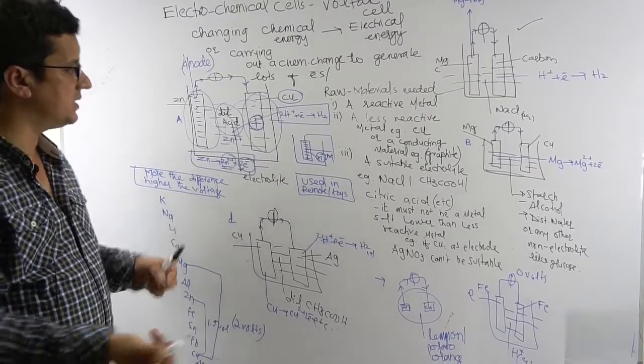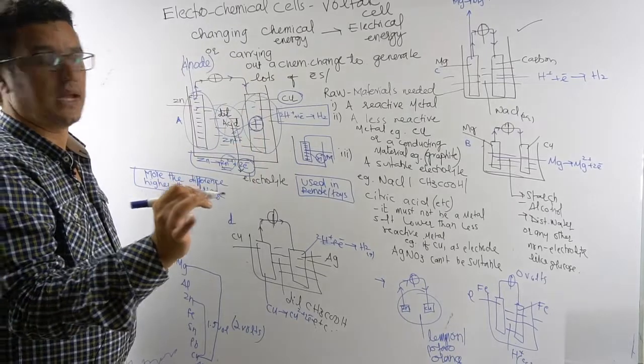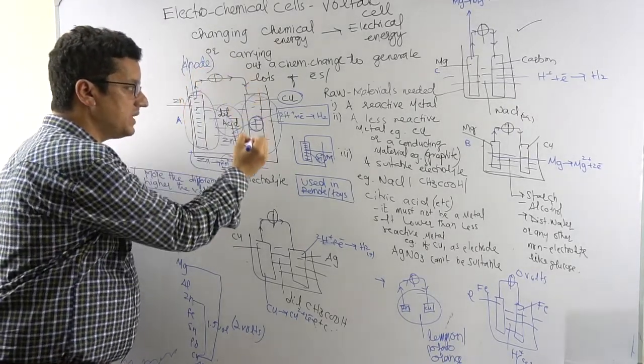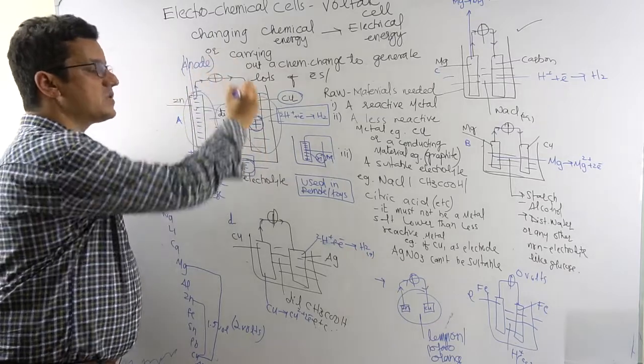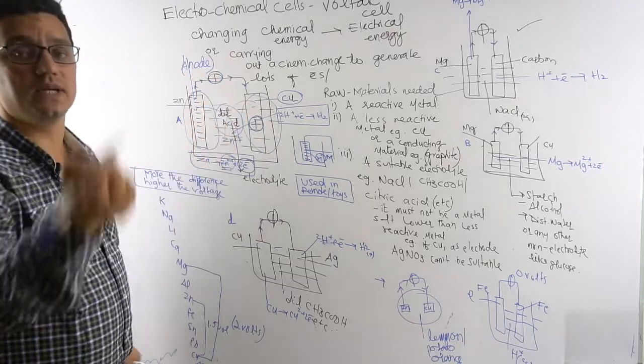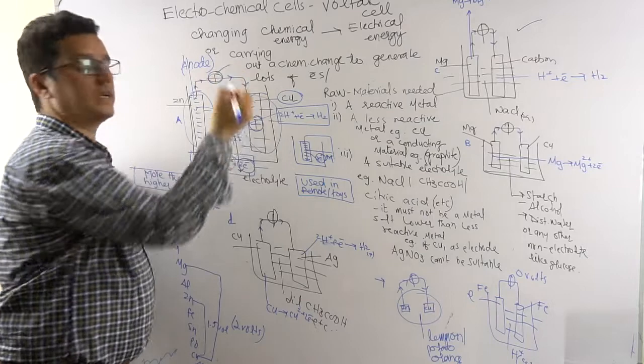It has low potential. So when you join these two terminals together, electrons find a pathway to move from high potential to low potential. So they start moving from high potential to low potential. In between, your watch, your bulb, anything receives energy from the electrons and starts working.